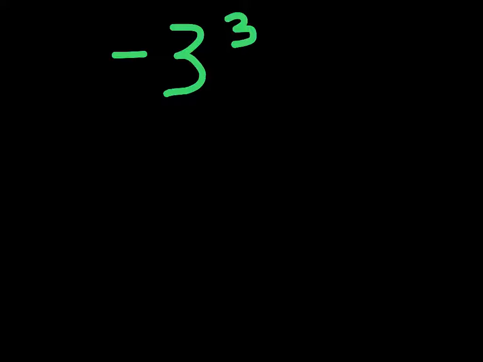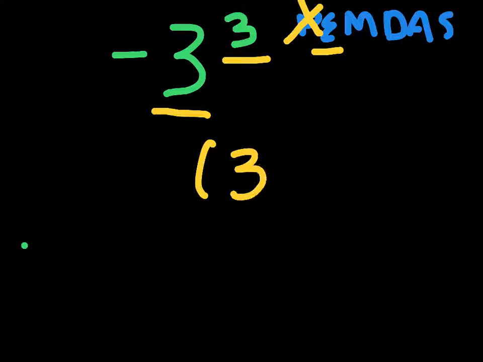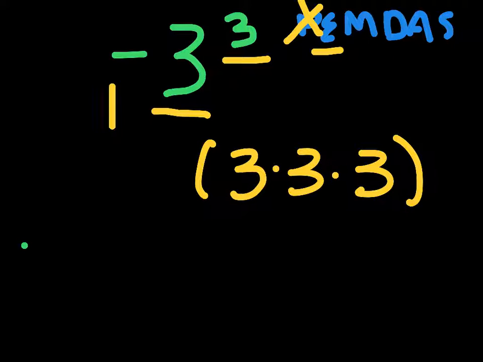Okay? So, according to PEMDAS, such a funny acronym, we have to do what? Are there any parentheses? Nope, no parentheses. So what's next on the list? Exponents. So that means we got to do this and this first before we do anything else, okay? So we bring that down, so now it becomes 3 times 3 times 3, okay? Bring our negative down, okay?